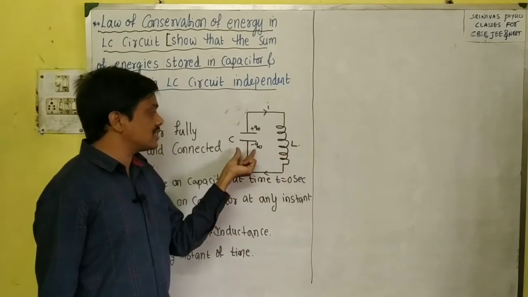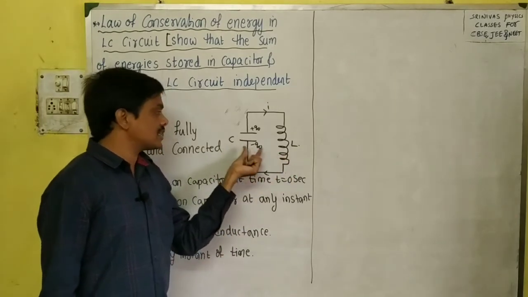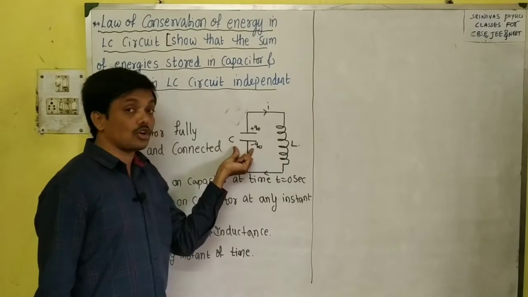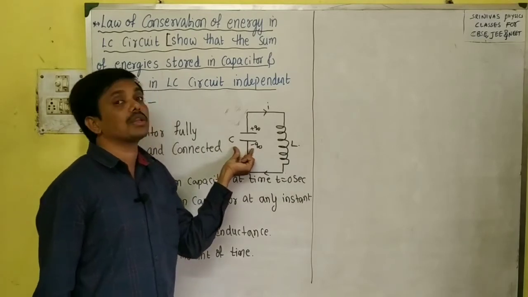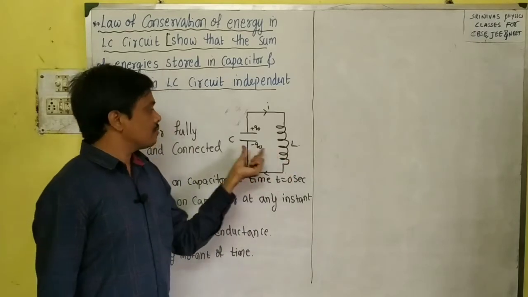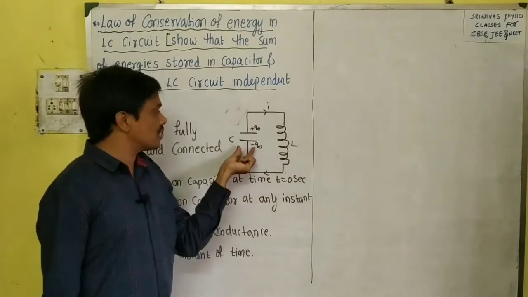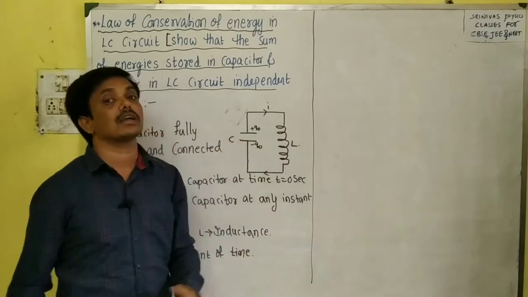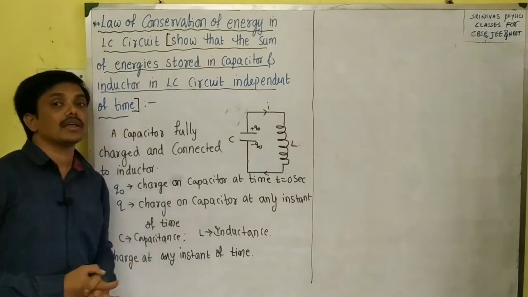After some time, energy is exchanged between the capacitor and inductor, because the capacitor starts to discharge. That's why the energy stored in the capacitor decreases and the energy stored in the inductor increases. But the sum of the energy stored in the capacitor and inductor remains constant and is independent of time, that we have to show.